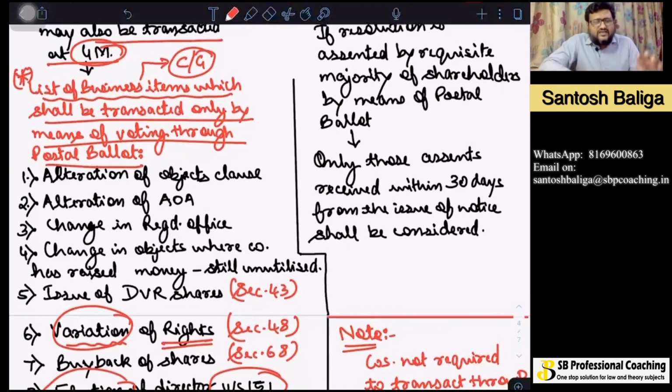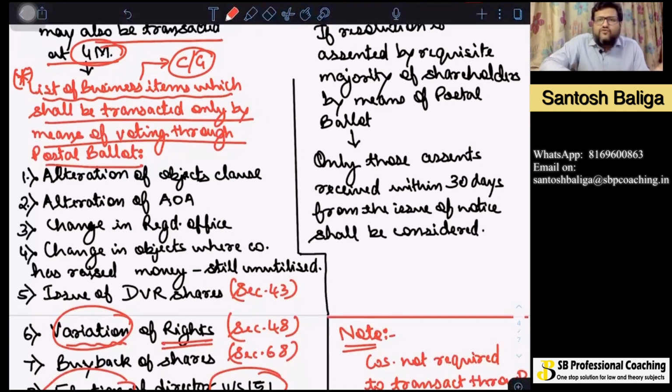They may ask you a case study where the first sub-question may be when would the voting by postal ballot be mandatory? The second part of that particular question may be list at least 5 of the business items which need to be transacted by such means. So you have to write, it will be around 3 to 4 marks.